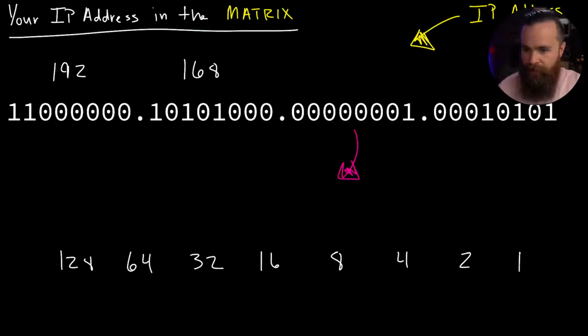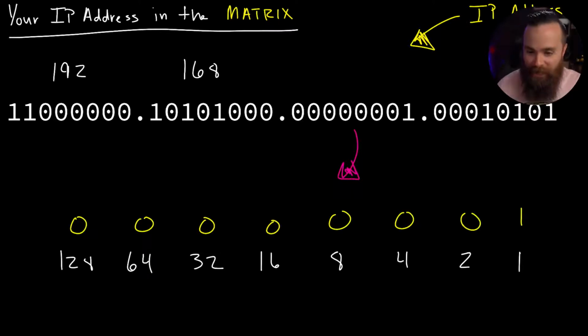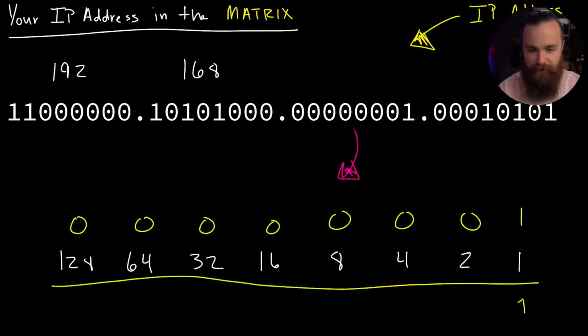Let's bring down our binary. 0, 0, 0, 0, 0. The only number that's turned on is the last one. We got ourselves a 1, and 1 plus nothing else is 1. And that's the next number in our IP address. That's what this octet means.